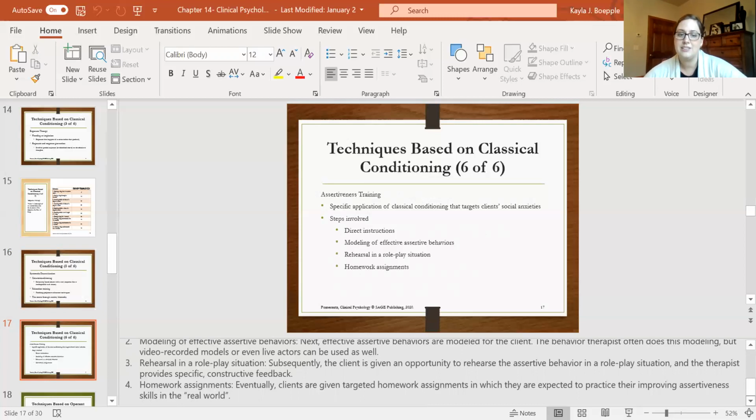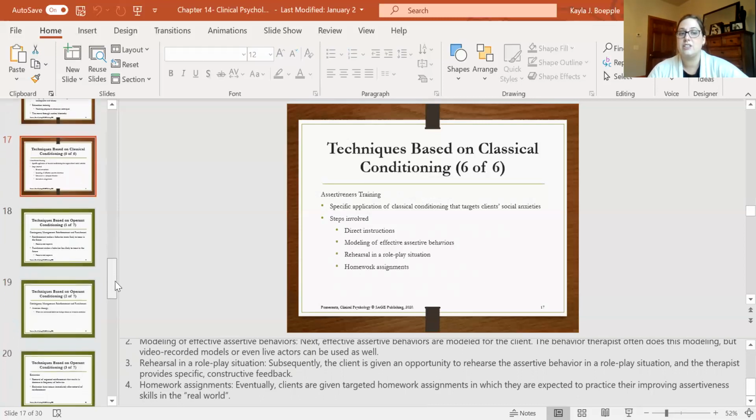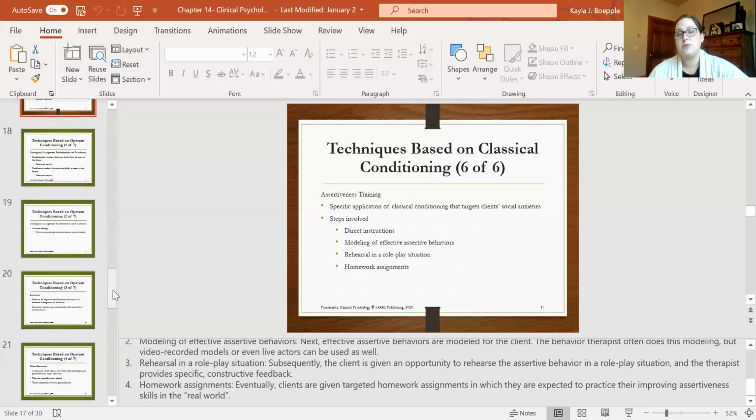And last but not least, eventually clients are given targeted homework assignments in which they are expected to practice improving assertiveness skills in real life. So taking those skills they learned in the clinical setting and transferring them into their day-to-day lives. So those are some techniques that are based in classical conditioning.